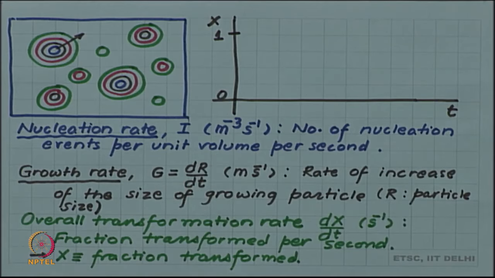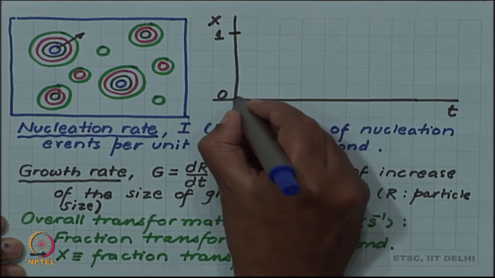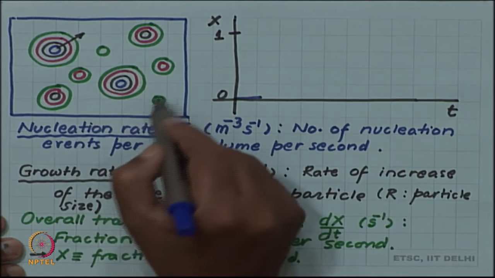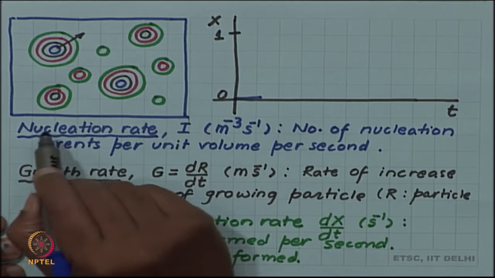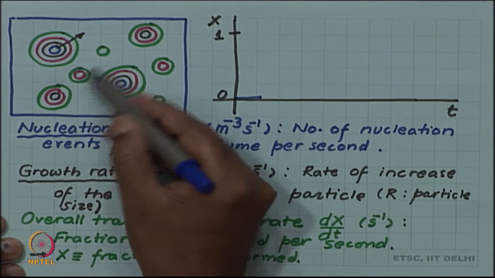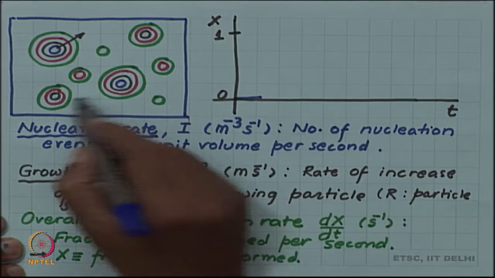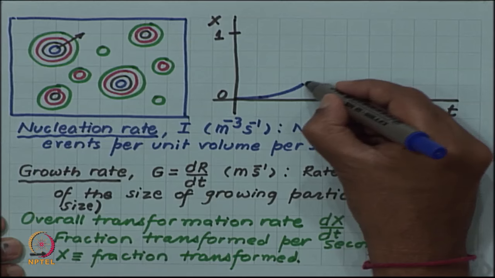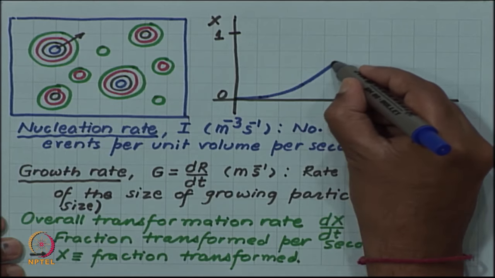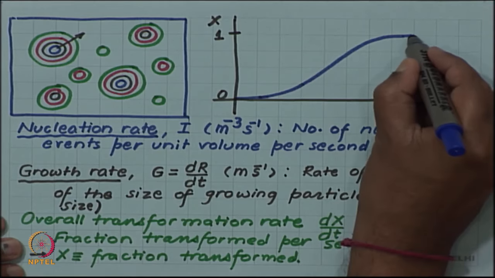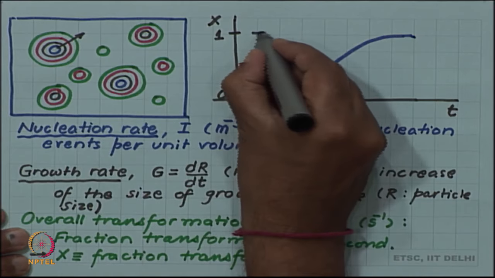Then as nuclei begin to appear, the transformation rate will pick up. As you saw, at this moment of time I have 1, 2, 3, 4, 5, 6, 7, 8 particles growing, but in the beginning I was having only 1 or 2 particles growing. So, the number of particles which are growing will increase as a function of time. So, the overall transformation rate will pick up, but gradually towards the end of the transformation it will again slow down when it reaches the value of 1.